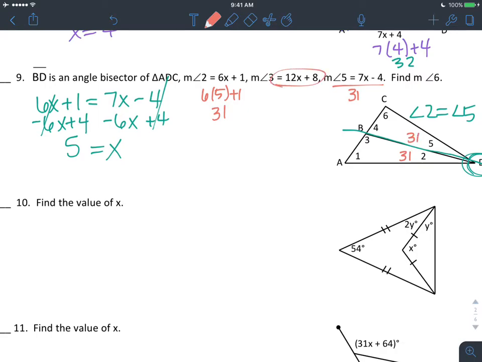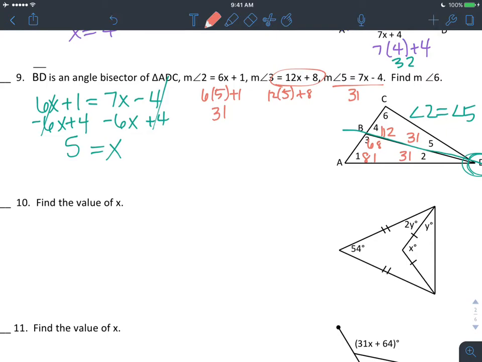Then angle 3 is 12x minus 8. So 12 times 5, plus 8, sorry. So that's going to be 68. From there, we know that angles 1, 2, and 3 add up to 180. So if we do 180 minus 68 minus 31, we're going to get angle 1 is 81 degrees. Then we also know that 3 and 4 are supplementary because they are on a straight line. So 180 minus 68 is going to give us angle 4, which is 112.